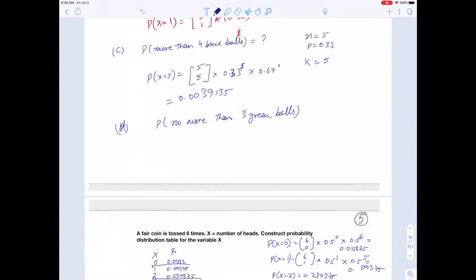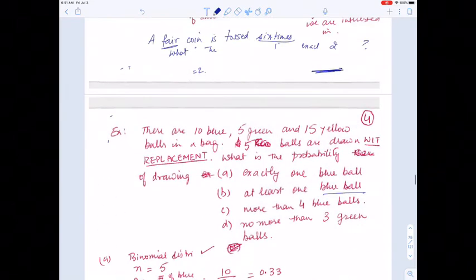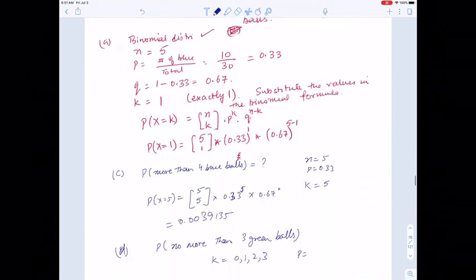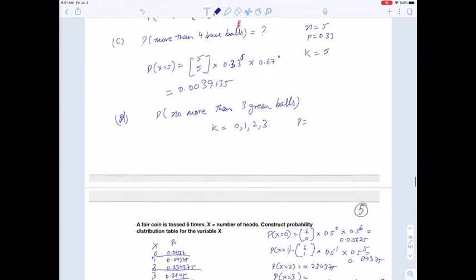No more than means this much or less than this. So K would be 0, 1, 2, 3. P is green ball. There are 5 green balls. N is equal to 5.